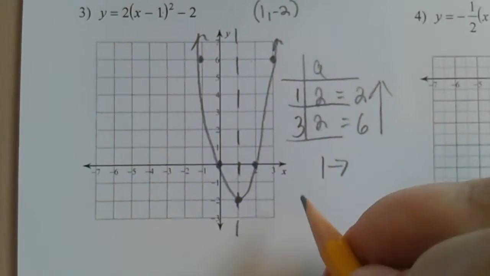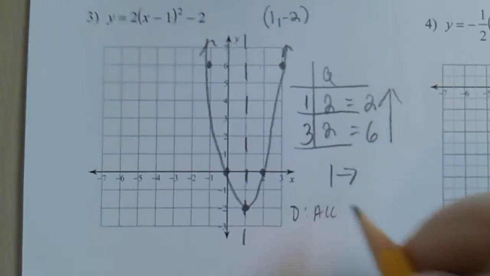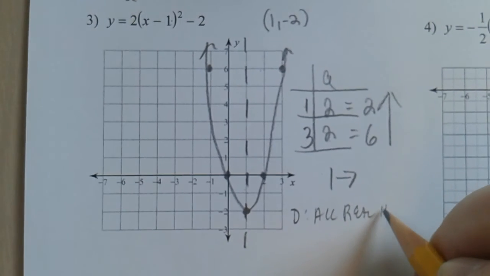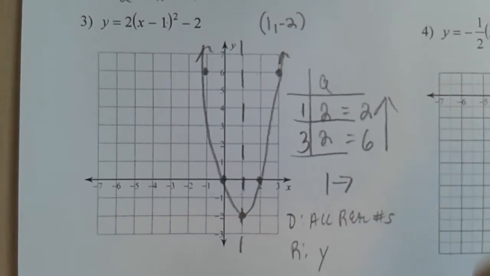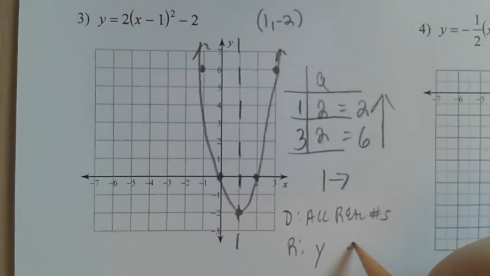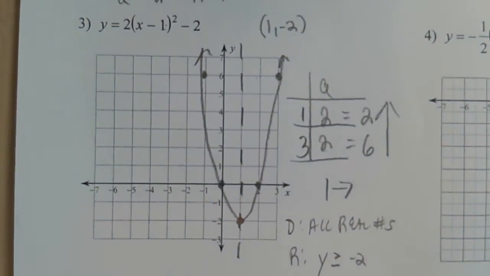Okay, so last thing we want to do is state the domain and range. So it's all real numbers for my domain. And my range is, once again, dealing with the y coordinate of the vertex. This opens up, so it's greater than or equal to.